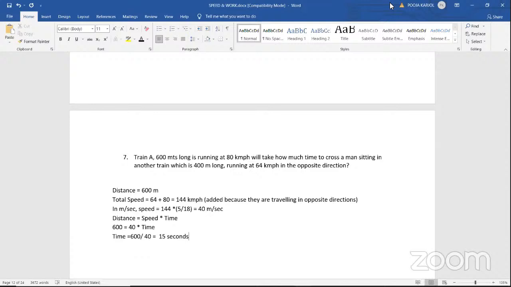Ma'am, but doesn't it still matter where the man is sitting? Imagine the person is away from the train, but he's moving at the same speed. Now does it matter where he's sitting? No, ma'am. If the man is sitting in the front of the train, that means there's a distance, a space between them.